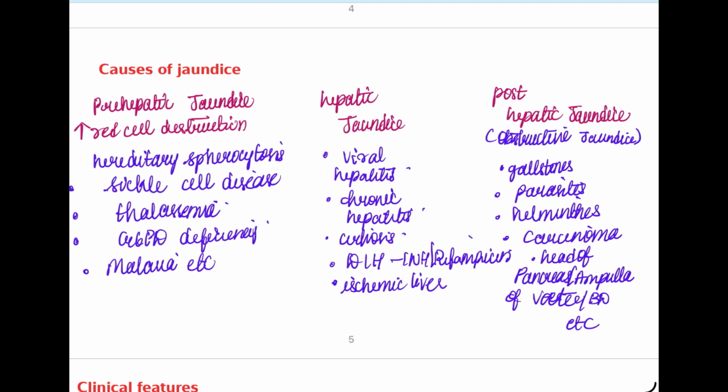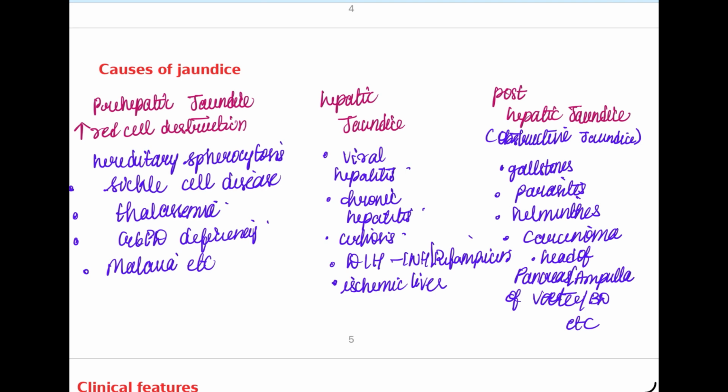Pre-hepatic jaundice is due to increased red cell destruction. Increased red cell destruction is mostly seen in cases of hereditary spherocytosis, sickle cell anemia, thalassemia, G6PD deficiency, and malaria. Hepatic jaundice is mostly due to damage to the liver cell or impaired bilirubin uptake, impaired bilirubin conjugation, and impaired bilirubin excretion. It is seen mostly in cases of viral hepatitis, chronic hepatitis, cirrhosis, and drug-induced hepatitis like isoniazid, rifampicin, pyrazinamide, etc., and ischemic liver.